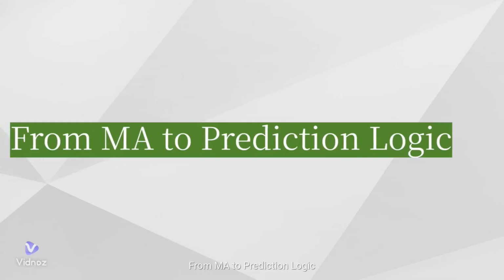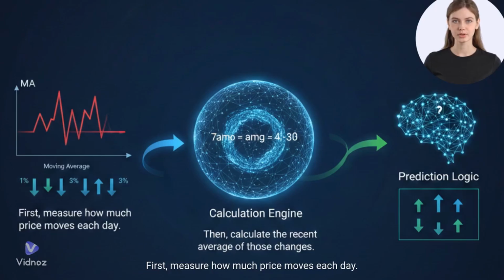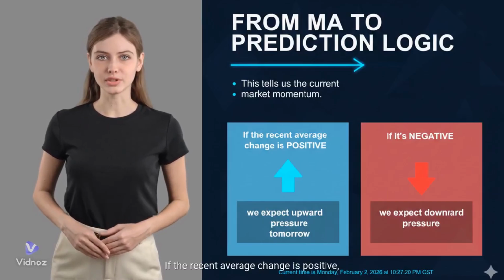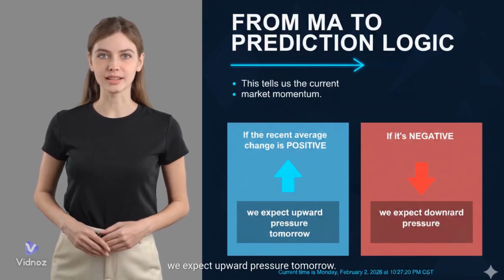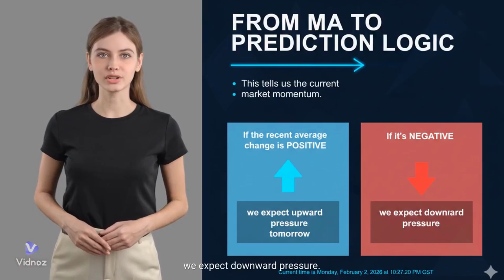From MA to prediction logic. To use moving averages for forecasting, we don't guess a future price directly. Instead, we study recent price changes. First, measure how much price moves each day. Then, calculate the recent average of those changes. This tells us the current market momentum. If the recent average change is positive, we expect upward pressure tomorrow. If it's negative, we expect downward pressure.